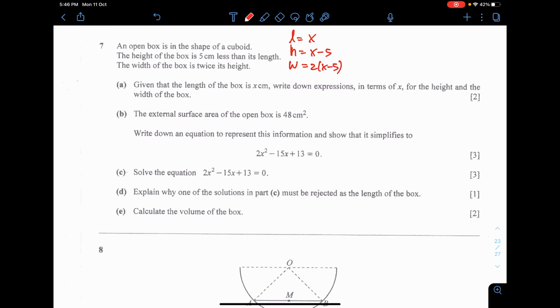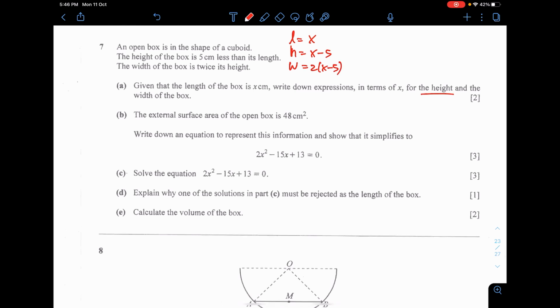Write down the expression for the height and the width of the box. Oh, already done. Okay, the external surface area of the open box, meaning to say it doesn't have a lid. Okay, it only has the base and 4 sides, and then it's open on the top. Find out the equation here using the information given.